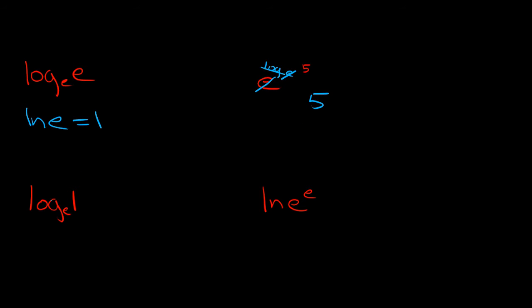Now we have log base e of 1. Well, this is just ln of 1. And we know that that is 0. Now we have ln e to the power e. Well, using the power property, this is just e times ln e. So this is e times 1, so it's just e.